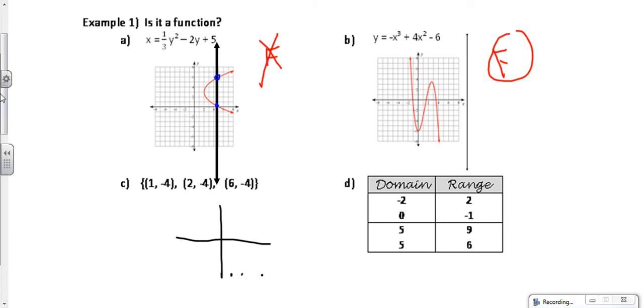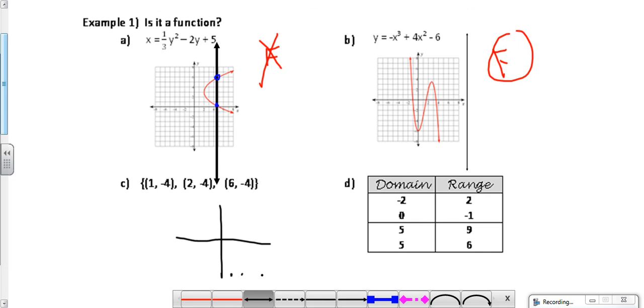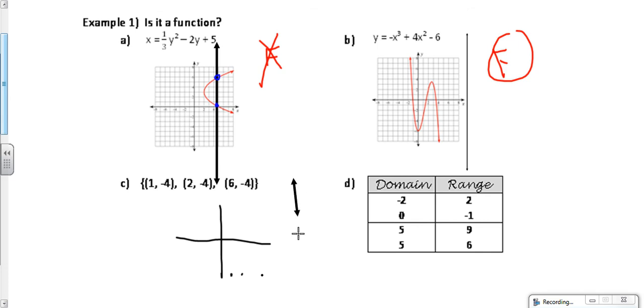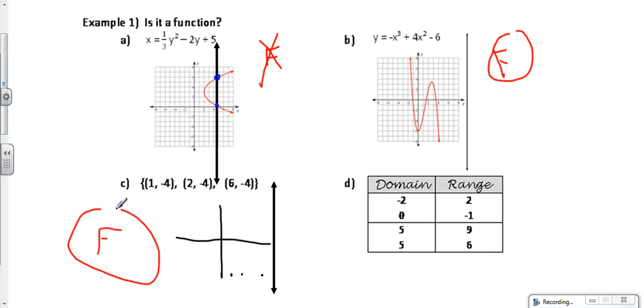Now again, vertical line test. Do I pass the vertical line test? Well, if there's no points right above another, it's a function. There are points to the left and right of each other, but none exactly above each other. So this one is a function. In other words, our y's can be the same, but our x's cannot be the same.